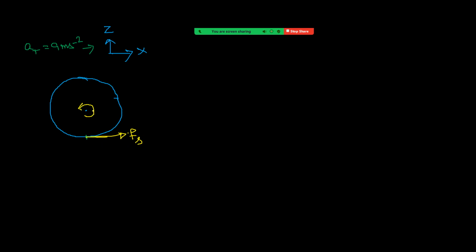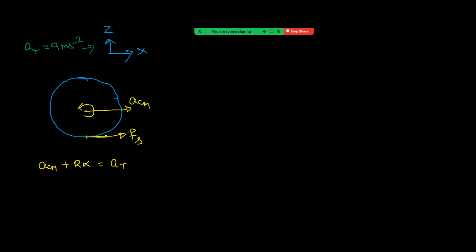Therefore, a_CM will be to the right side. Okay. And because of rotation, R alpha is also to the right side. So the first condition I can write here: a_CM plus R alpha should be equal to the acceleration of the truck. So I hope you are getting this point.